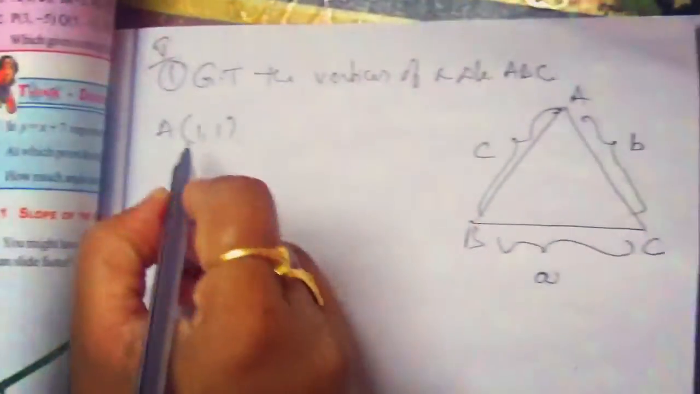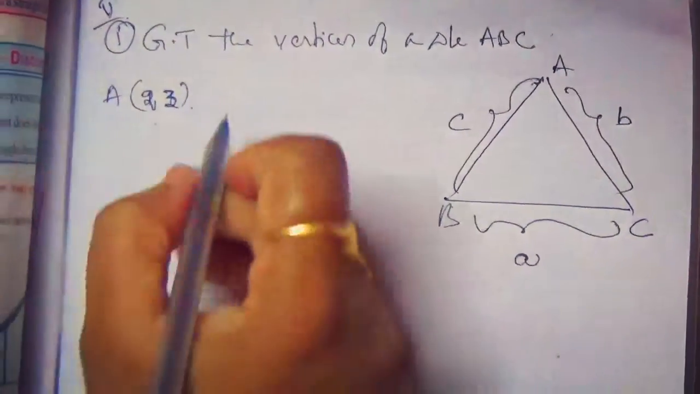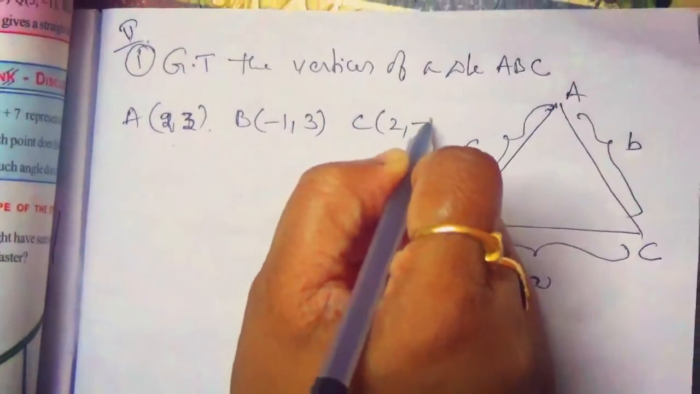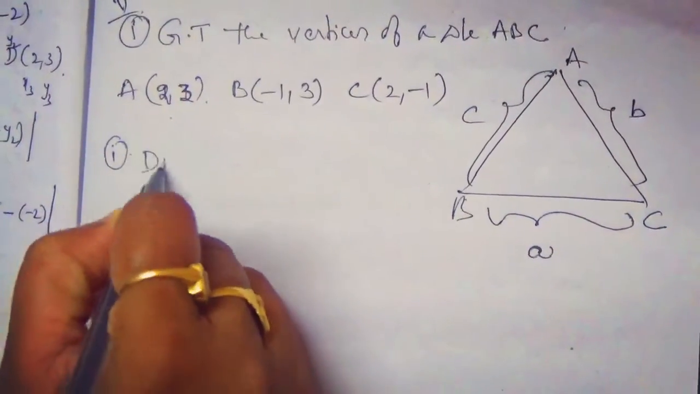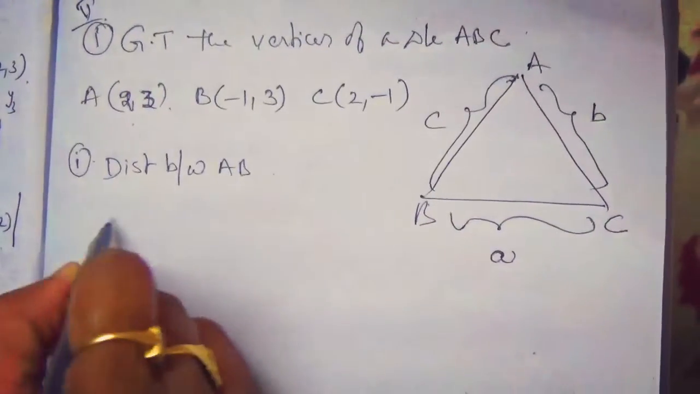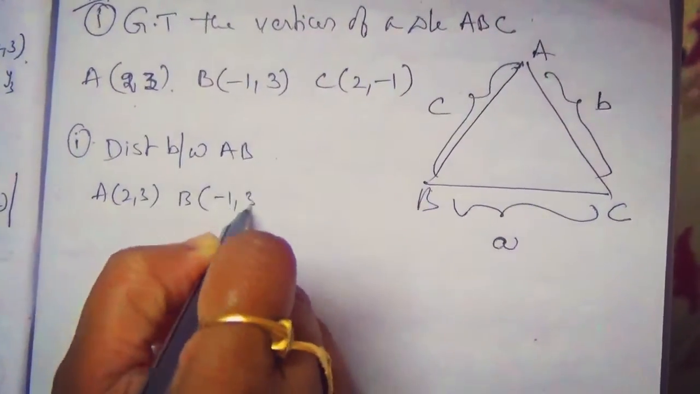So A is (2, 3), B is (-1, 3), C is (2, -1). First of all, the distance between AB. A is (2, 3), B is (-1, 3).